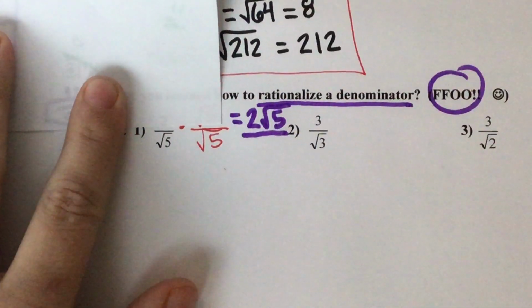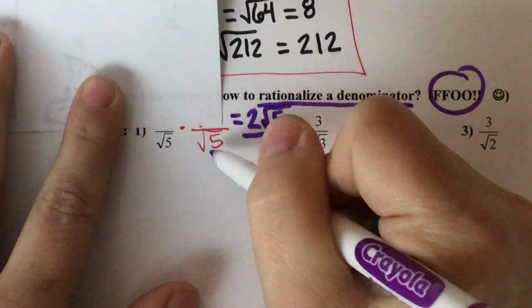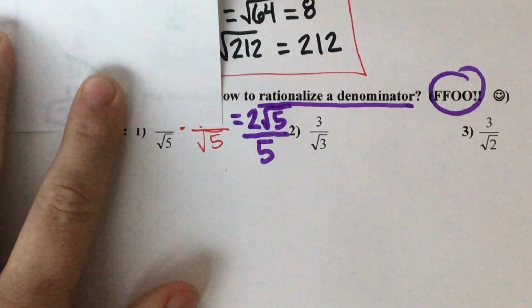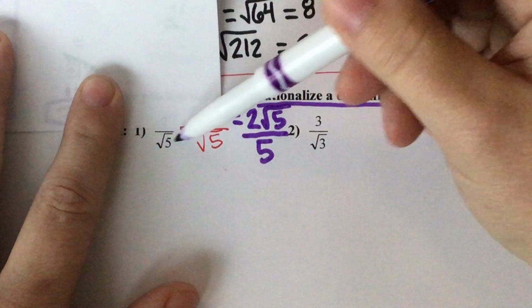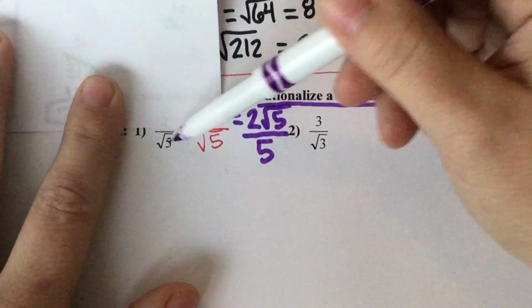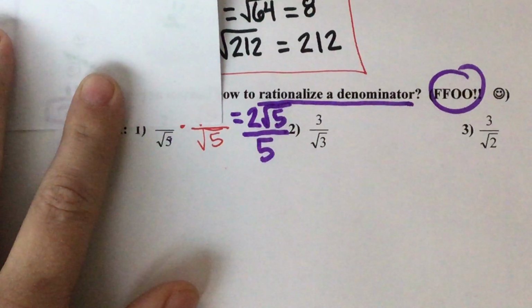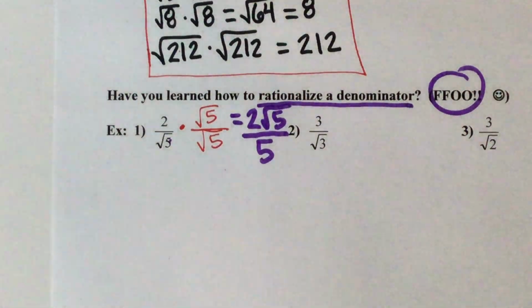Now, remember the shortcut? When you take a square root times itself, that number gets to slip out of the radical. So the step I'm skipping is square root of 5 times square root of 5 is square root of 25, because I know the square root of 25 is just a 5. So I would like you to know that when you take a square root times itself, that number slips out of the radical. Now, reducing.